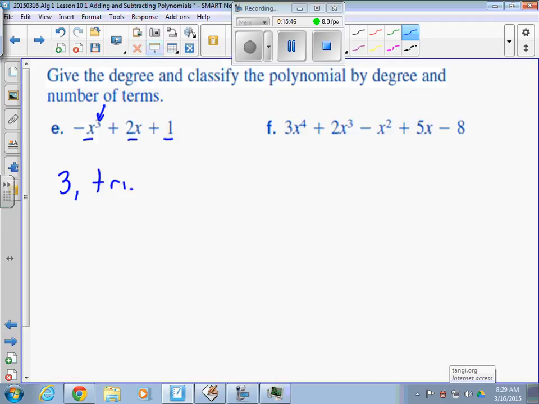And then what about the very last one? Okay, this one, its largest degree is 4. So it'll be a fourth degree. And there are 1, 2, 3, 4, there's 5. Anything over 3, remember, we're just going to call a polynomial.